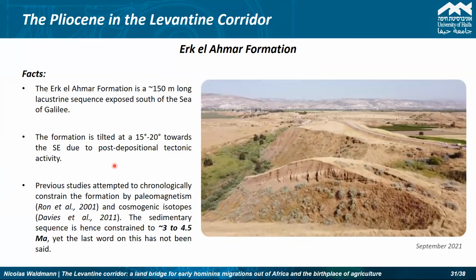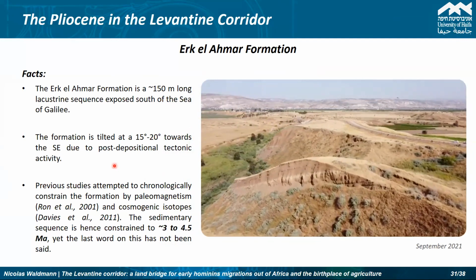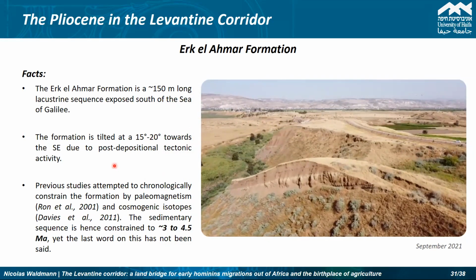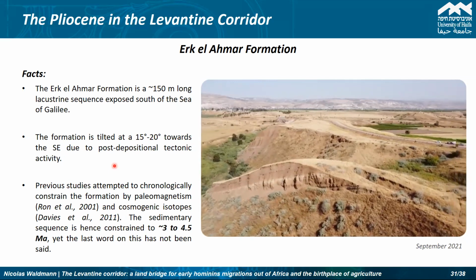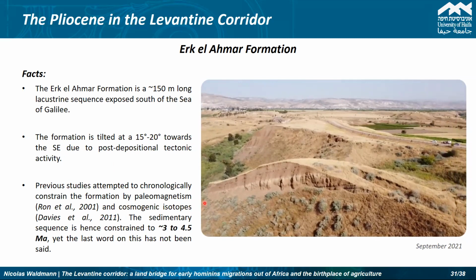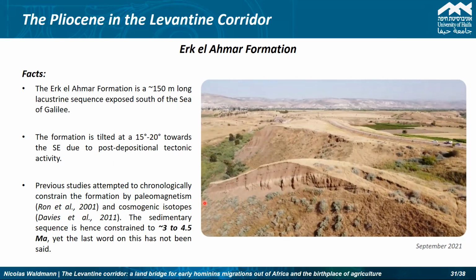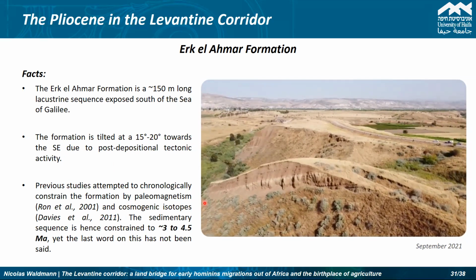The formation is tilted to around 15 to 20 degrees toward the southeast due to post-depositional tectonic activity. And the chronology: previous studies have attempted to chronologically constrain the formation by paleomagnetism, a study in 2001 by Ron, and by cosmogenic isotopes, a study 10 years later by Davis. In general, the sedimentary sequence is constrained between 3 and 4.5 million years, but the last word has not been said.